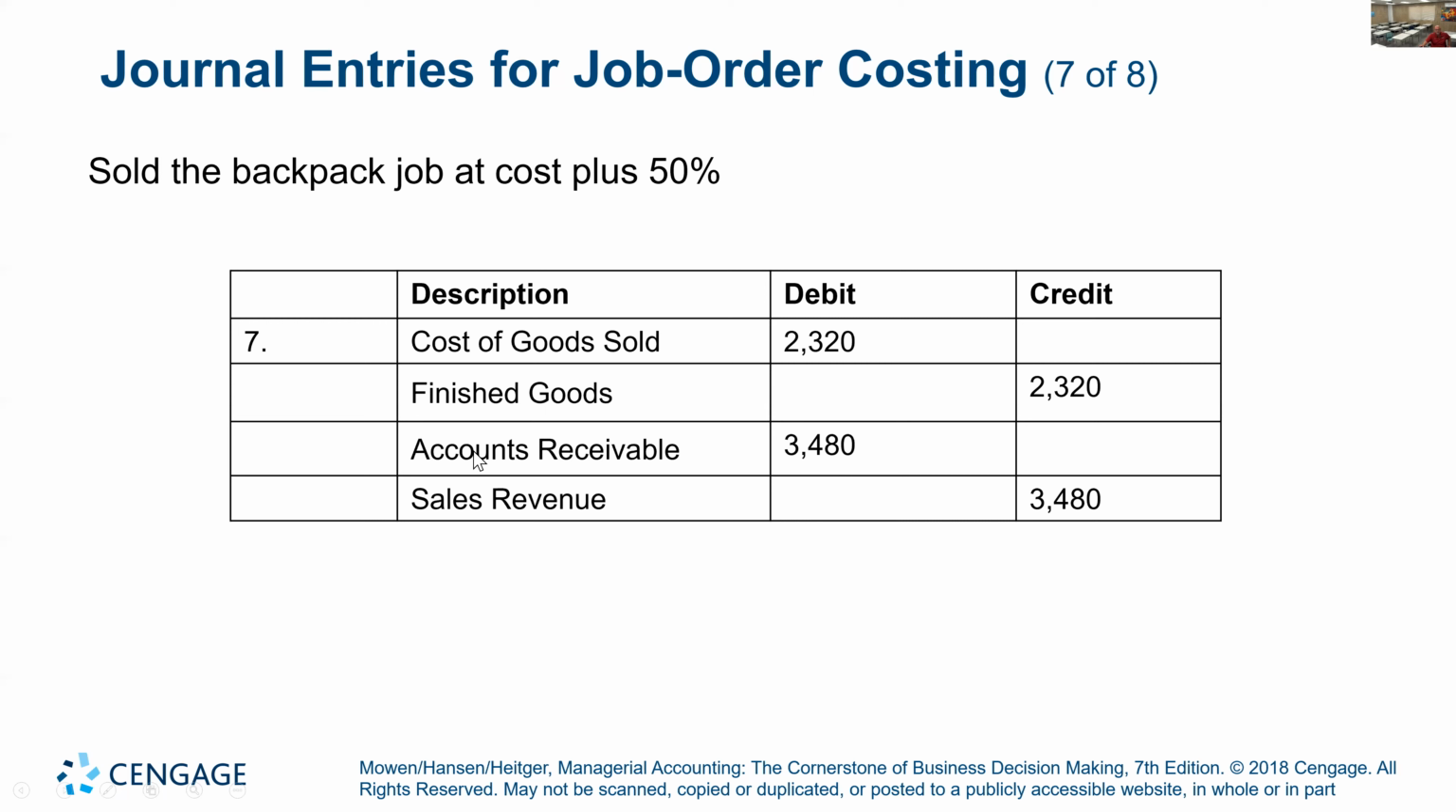A debit to accounts receivable, credit to sales revenue. Whenever you're making a sales journal entry, it's a dual entry. I would put them the other way, but they're emphasizing that the cost of goods sold gets debited for the entire cost, because they sold the whole backpack job, and it comes out with a credit to finished goods inventory.